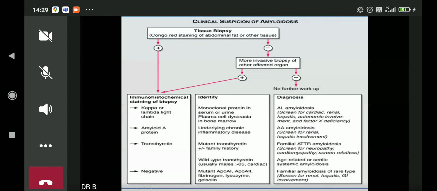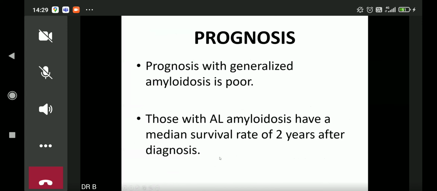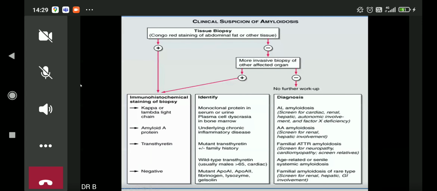Last slide is how to approach a patient of amyloidosis. You have a clinical suspicion of amyloidosis. What you have to do is a tissue biopsy of abdominal fat. You stain it with Congo red. If Congo red comes positive, then you try to identify the amyloid protein, whether it is plasma cell associated AL type, whether it is AA type, A beta type.